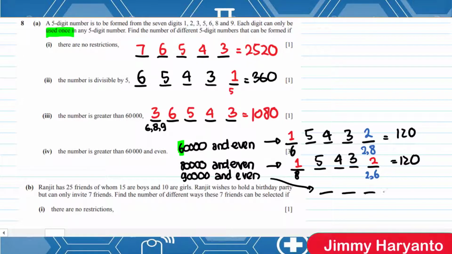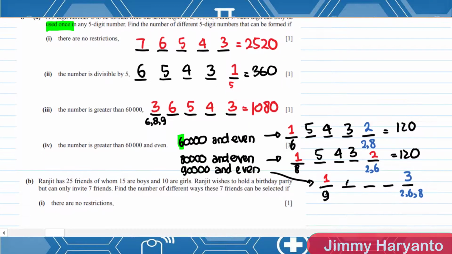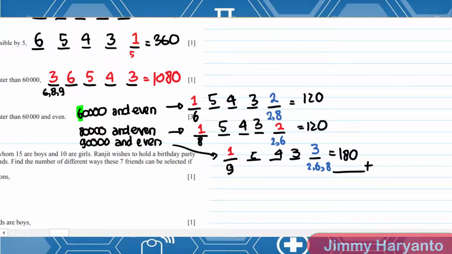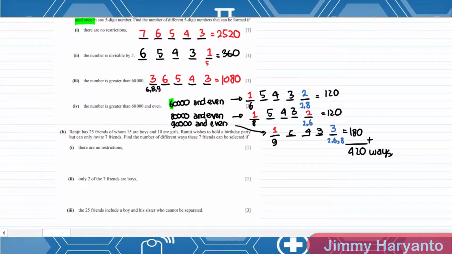And then for 90,000, it will be 1. And then for even we have 2, 6, 8. There are 3 possibilities. And then after that, 5, 4, 3. 5 times 4 times 3 times 3 equals 180 ways. After that, we can add them all. 240 plus 180, 420 ways. Okay, this is the answer for III.